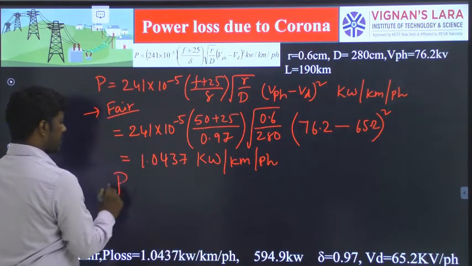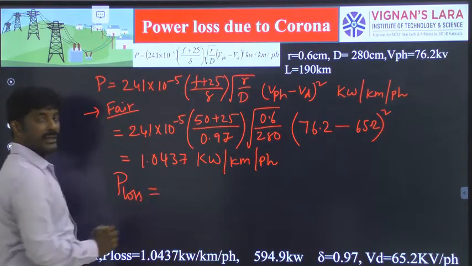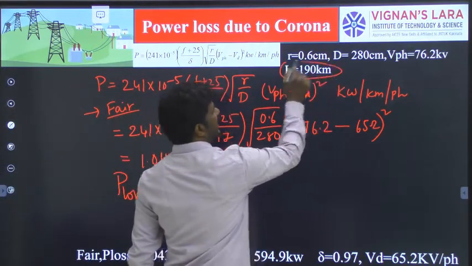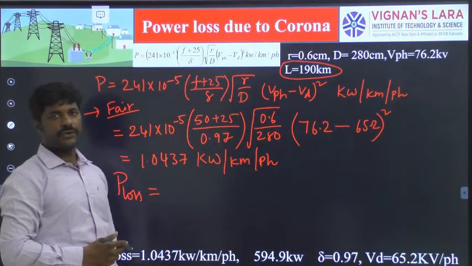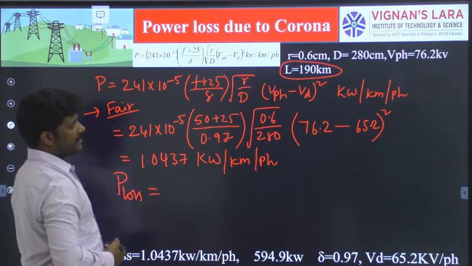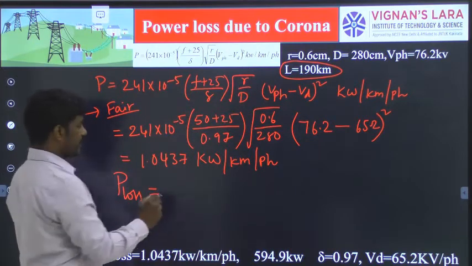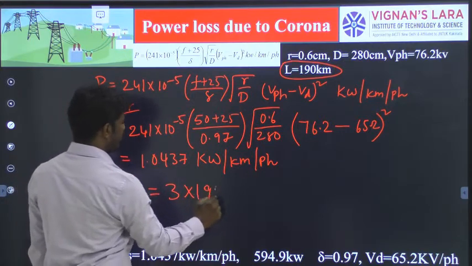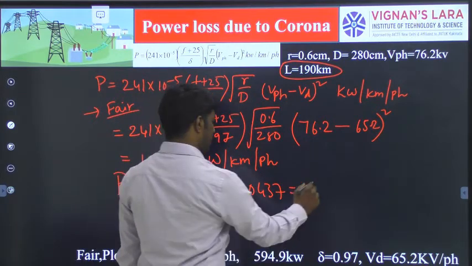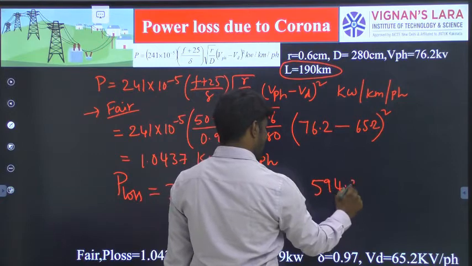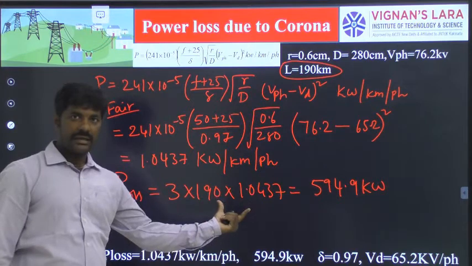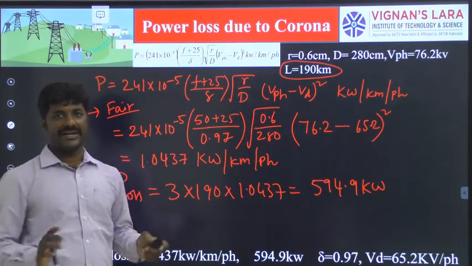Now the total power loss due to corona is needed. As we know, the length of the line is 190 kilometers in the given data. So I will multiply it with 190 and by 3 phases. So 3 into 190 into 1.0437, and we get a magnitude of 594.9 kilowatts for the entire 3 phases. This is the power loss due to corona for fair weather conditions, normal weather conditions.